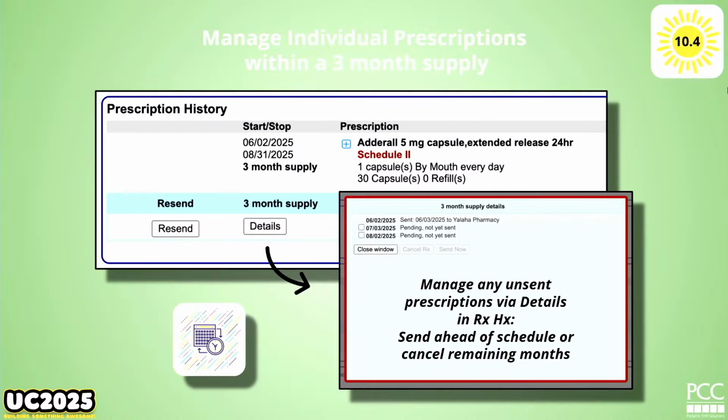Now from prescription history, find that 3-month supply, hit details. In this example, maybe you've got pending prescriptions because you liked that new feature. You could send those ahead of time. If you were going on vacation, maybe you go look and see what you had pending. You could send those ahead of time. You could cancel them completely. Even if you don't use the pend and send and you have a 3-month supply that you want to work with and delete individually, you can do that from details.